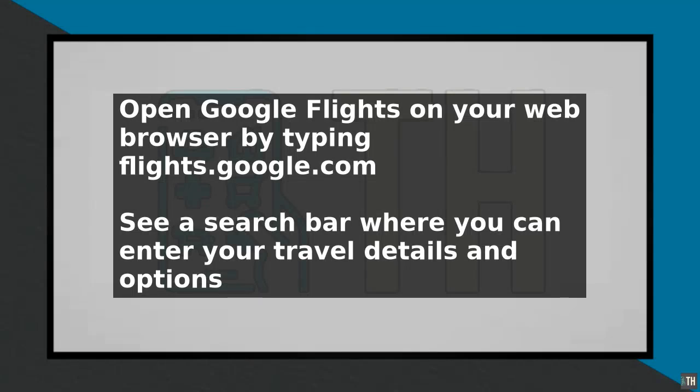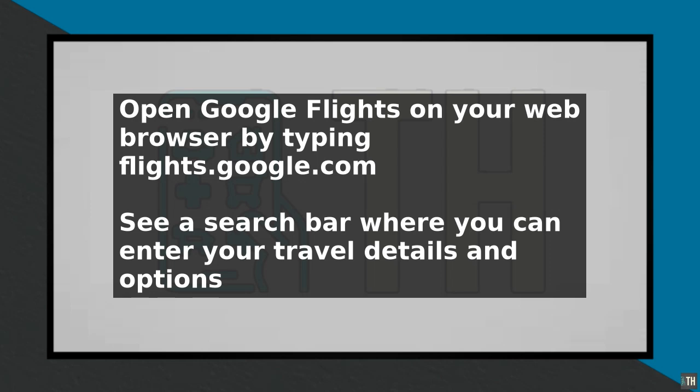To change the currency on Google Flights, follow these simple steps. First, open Google Flights on your web browser by typing flights.google.com. Once the page loads, you will see a search bar where you can enter your travel details.